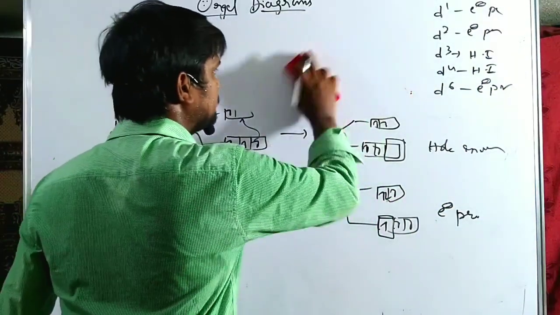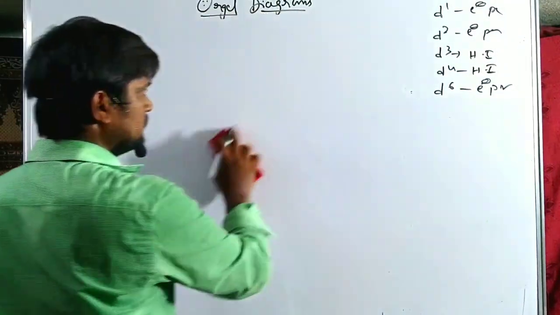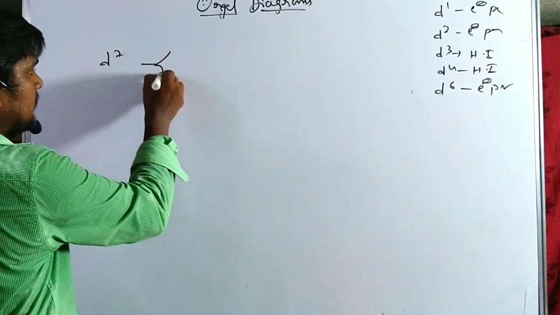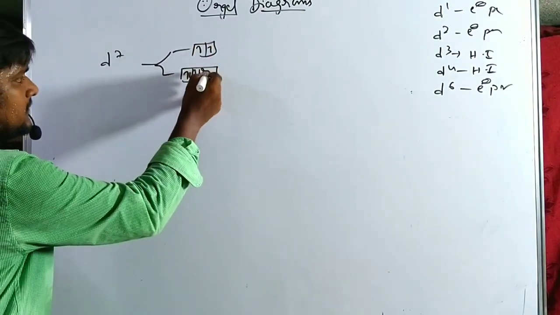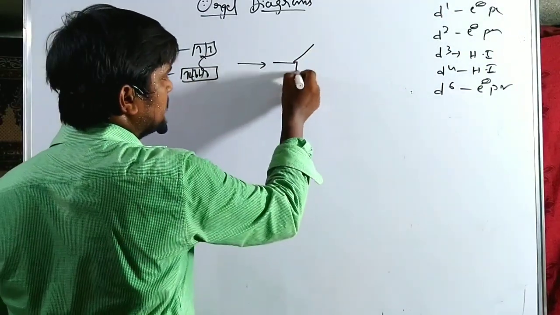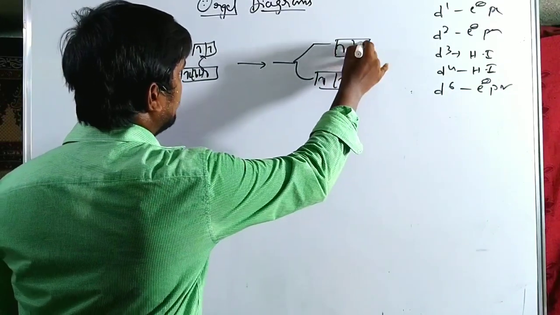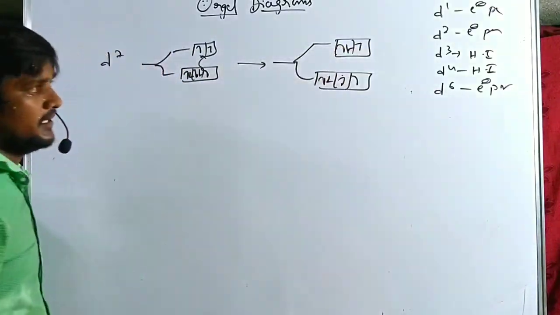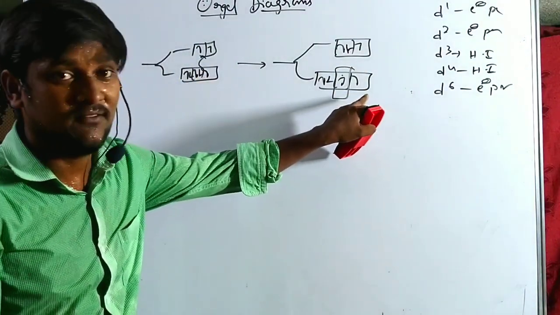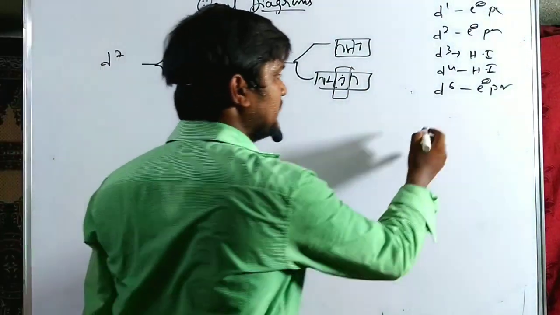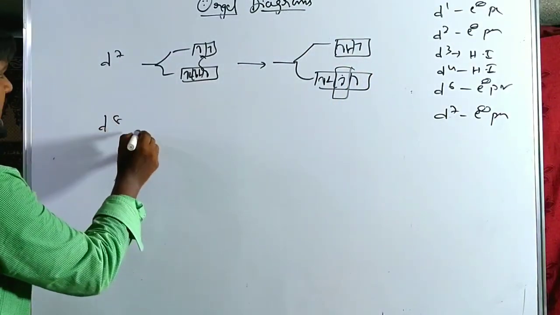Now what about the D7 configuration? 1, 2, 3, 4, 5, 6, 7. Now here the electron jumping takes place, the seventh electron over there. Now here it is the reference orbital, which is equal to the right side orbital, that's why it is electron promotion. Now what about D8?